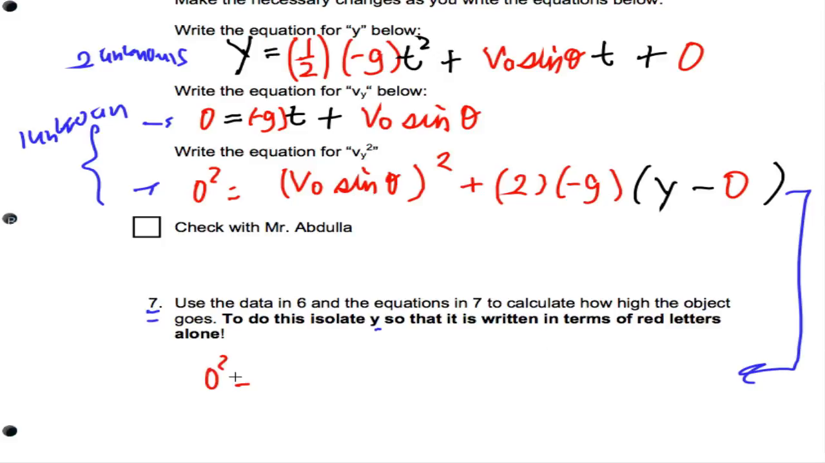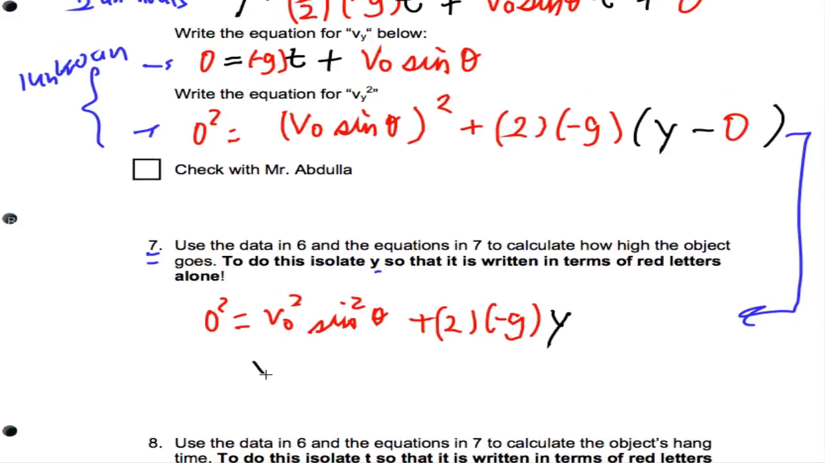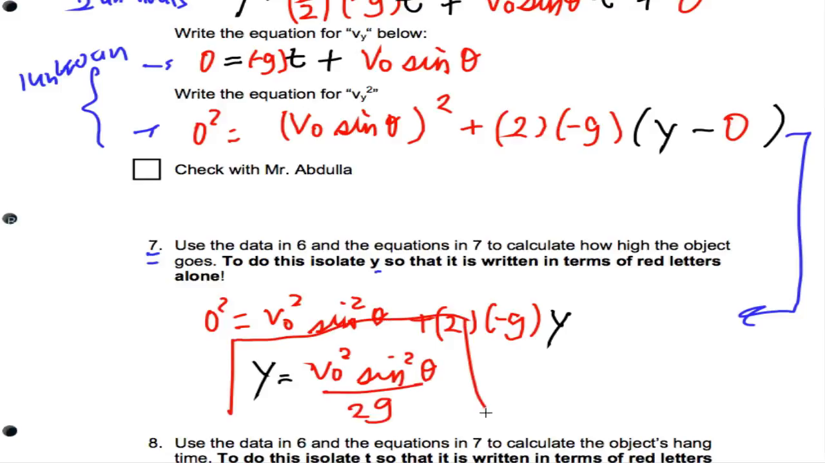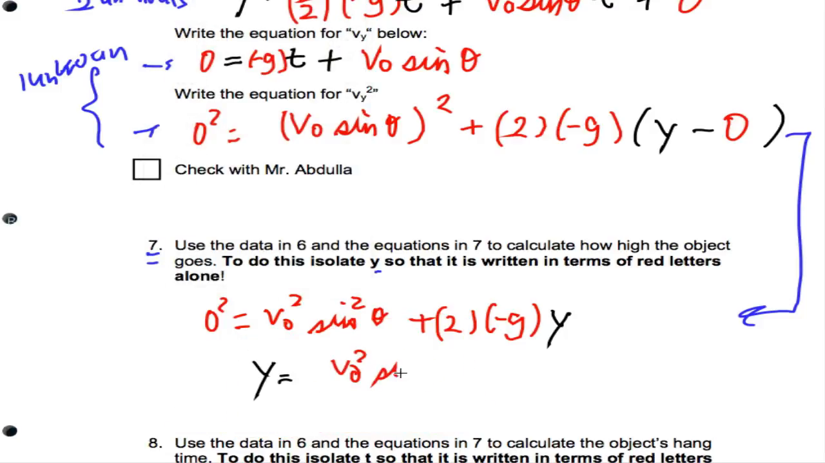I'm going to get 0 squared equals v naught squared sine squared theta. I'm expecting you to remember a little bit of trig there, that's how you write it squared. Plus 2 times negative g times y. Now I isolate y, and I will actually get my height, in terms of red letters alone, will actually be v naught squared sine squared theta over 2g with all the negatives canceling. So this is my formula for height. So v naught squared sine squared theta over 2g.